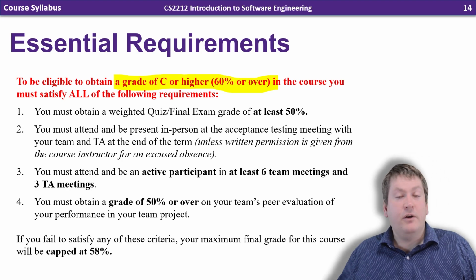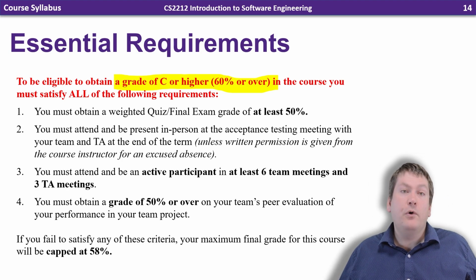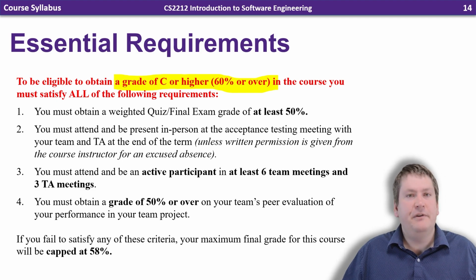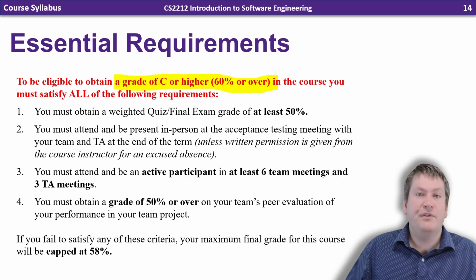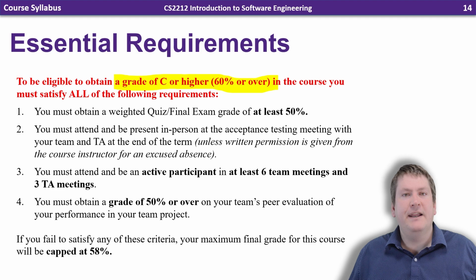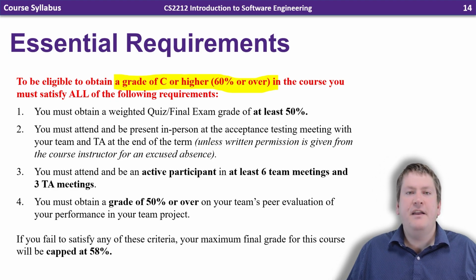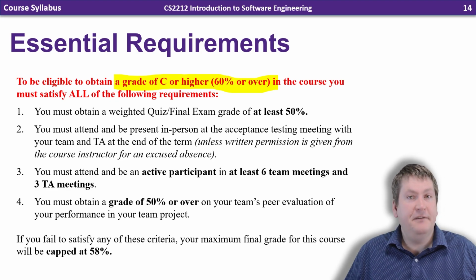Now that might sound a little bit scary, but in the history of this course, at least as long as I've been teaching it, there have been very, very few students that scored less than 50% on those team evaluations. And in almost all those cases, those were students that just ghosted their team at the beginning of the term and never talked to them. So again, rules 2 to 4, if you're an active participant in that group project, you should be fine. And again, in this case, if you don't satisfy these, the final grade for your course will be capped at 58%.